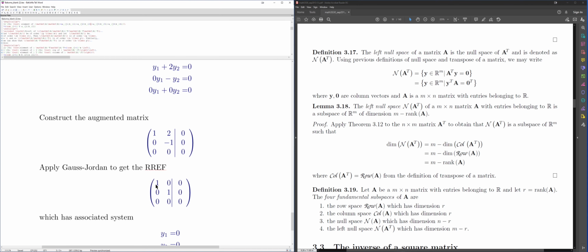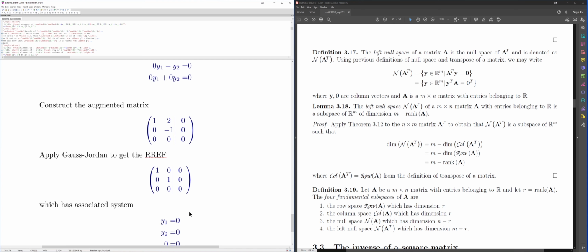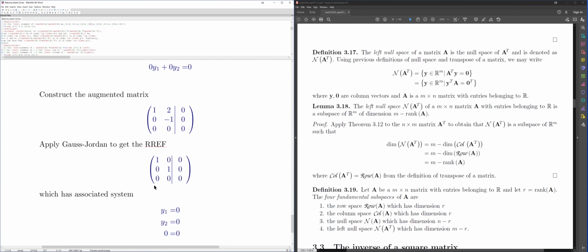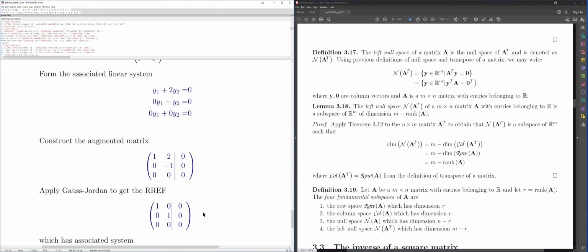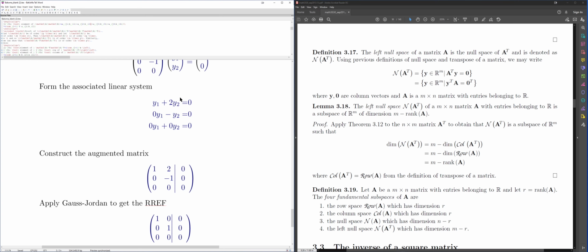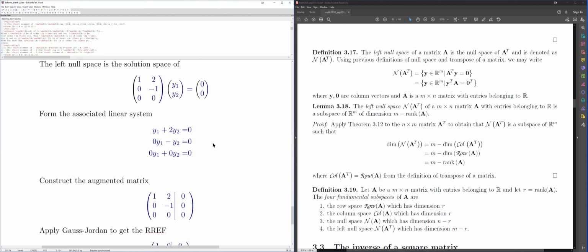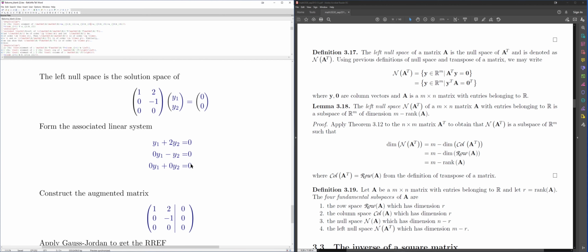And here what you'd get is your RREF, right? And this RREF has an associated system, which is y1 is equal to 0, y2 is equal to 0, and this equation that doesn't tell me anything, 0 is equal to 0. So the solution of this system is that y1 must be 0 and y2 must be 0. Okay, so this system has a unique zero solution.